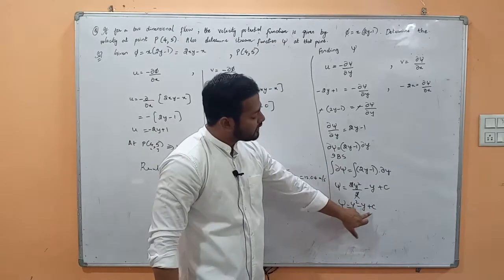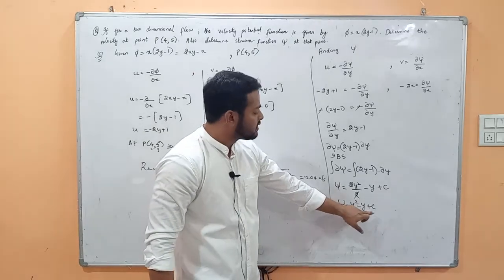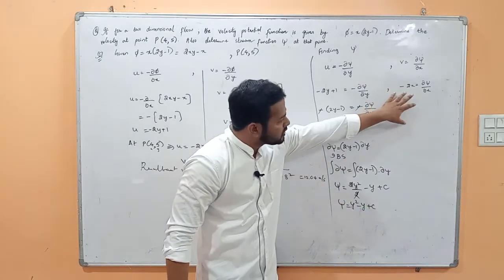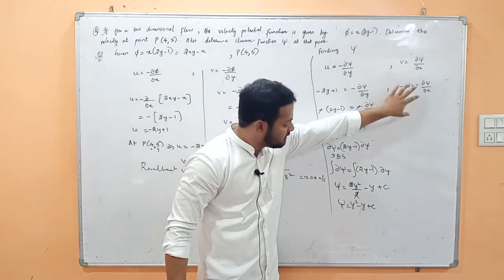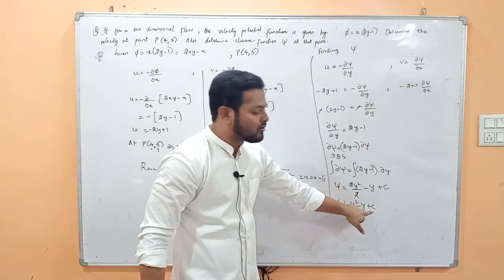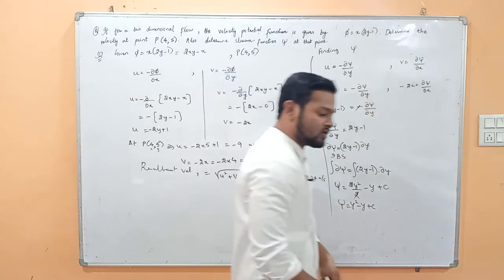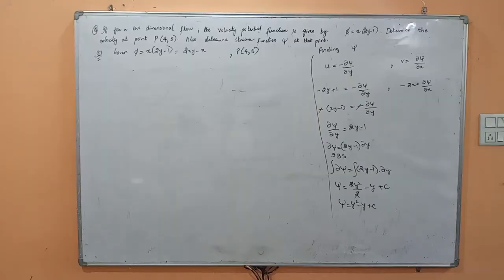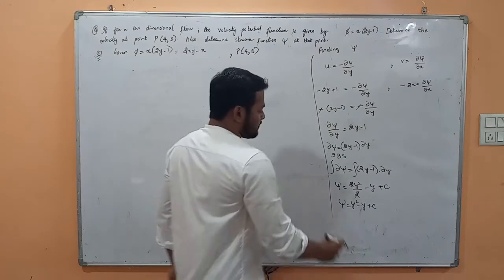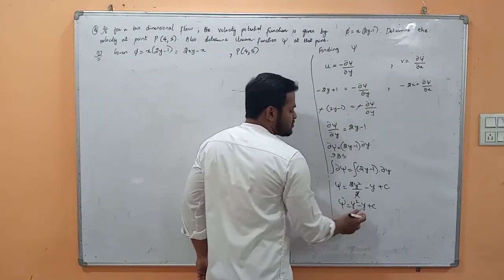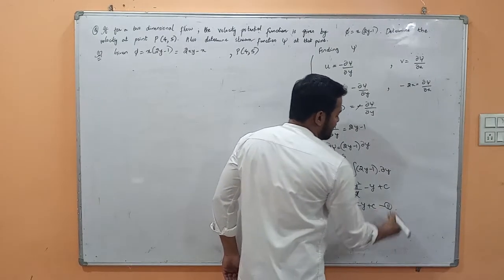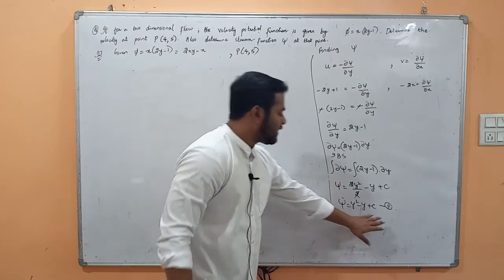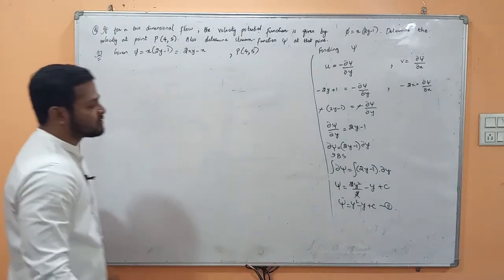We also have to find out the value of this constant c. We can see that we have not used this part till now, so we will be using this part to find the value of constant c. Finding the value of constant c. So we got psi is equal to y square minus y plus c. We will take this as equation 1. We have to find out the value of c as well, that is the constant of integration.